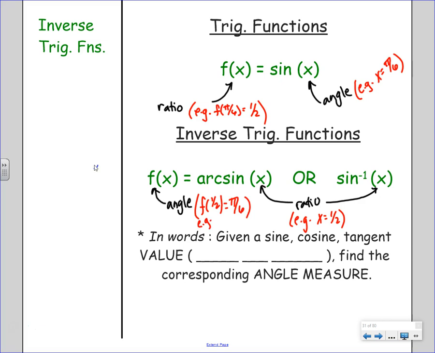So remember what's going on with inverse. Instead of putting in an angle and getting out a ratio, we put in a ratio and we get out an angle. So for inverse in general, given a sine, cosine, or tangent value, aka a ratio of sides, they don't tell us it's a ratio. We have to understand that. We're supposed to find the angle. An inverse takes a ratio in and spits an angle out, as opposed to normal trig, taking an angle in and spitting a ratio out.